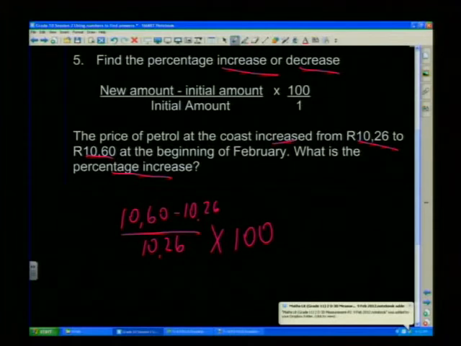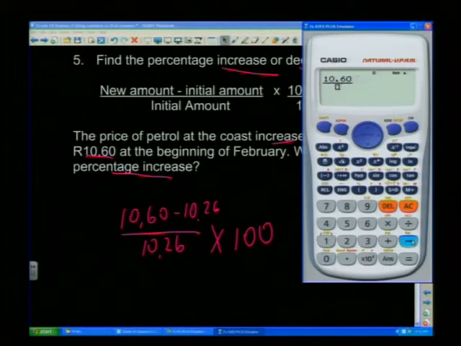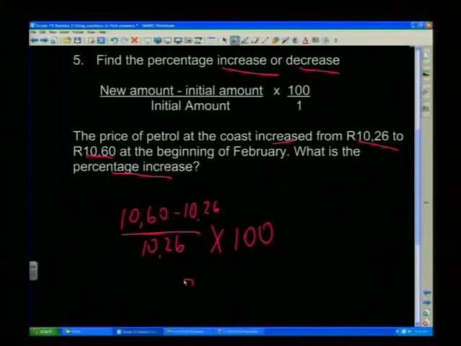Let's do a quick calculation of this, and then I'm sure we're going to have to wrap up this show. So using my fraction button, 10 Rand 60 minus my 10 Rand 26, divided by 10 Rand 26, and times by 100. Check that I've got those all correct, and I get an answer of the increase was 3.31%. So let's write that in. It was 3.31%.